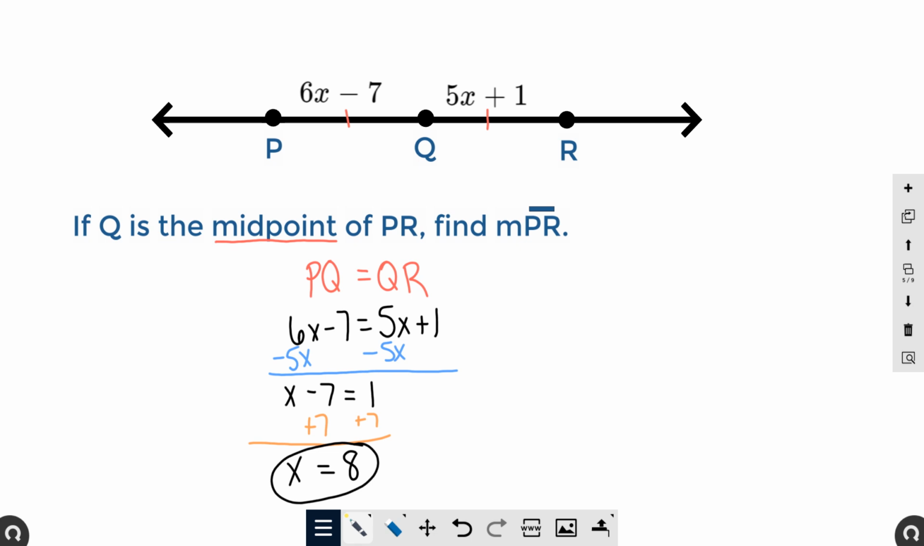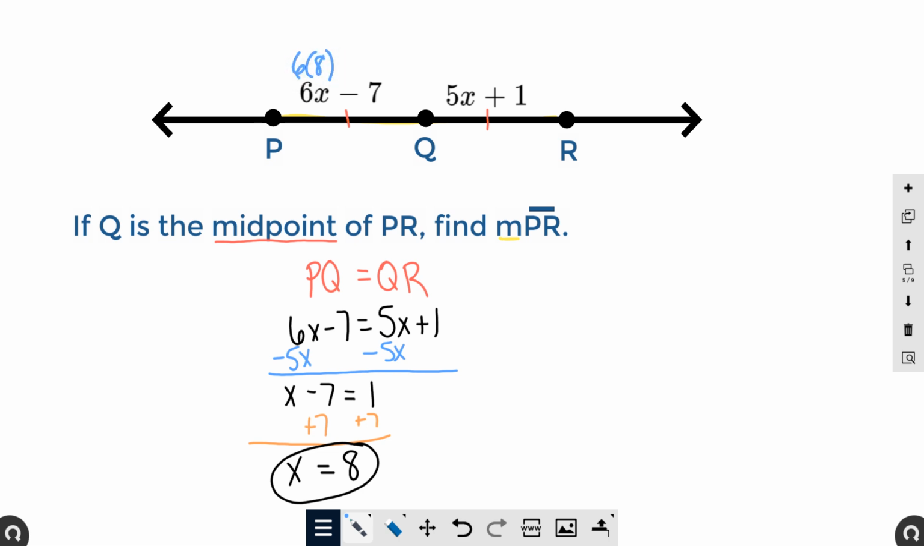Now remember, like I said, there's usually more things that you have to do on these problems. So the problem says if Q is the midpoint of PR, find, this little m means the measure. So we want to find the measure of PR. So that means the whole length from P to R. So what should we do to find that length? Good. Plug it back in for the x.